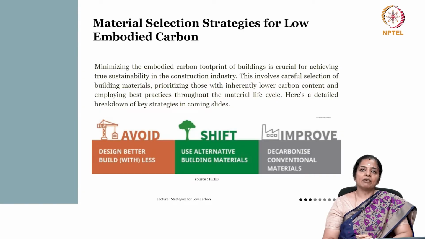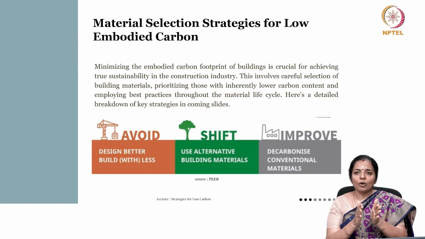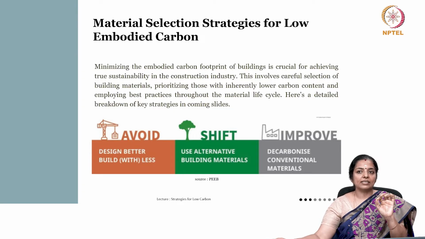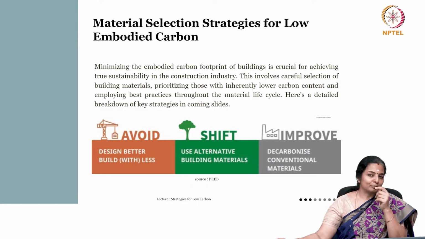Embodied energy has been emphasized as the energy that occurs based on the building materials and the techniques used in the construction. Now, minimizing the embodied carbon footprint of buildings is crucial for achieving true sustainability in the construction industry. This involves careful selection of building materials, prioritizing those with inherently lower carbon content. How does that happen? This is a recall of the last couple of classes. How does that happen?